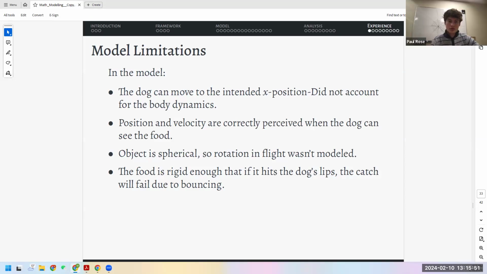So although this model is quite complex, it does not account for everything. In the model, the dog has good enough control over its body to move its head to the position it intends. It also correctly perceives the food position and velocity up to the point where it breaks eye contact with the mouth. Furthermore, only spherical objects were considered mathematically, so we didn't model rotation in flight. And finally, if the food bumps into the lips of the dog, we assumed the catch was a miss, which may not be the case for floppier foods.